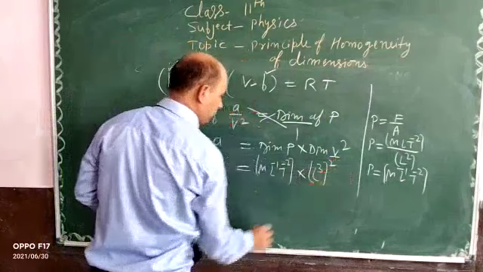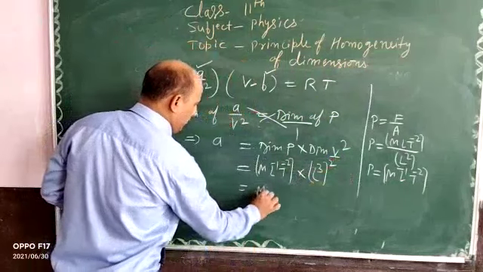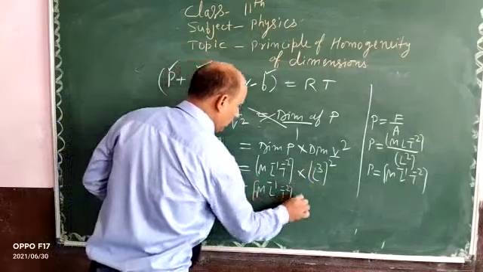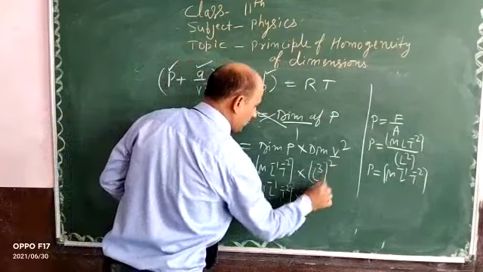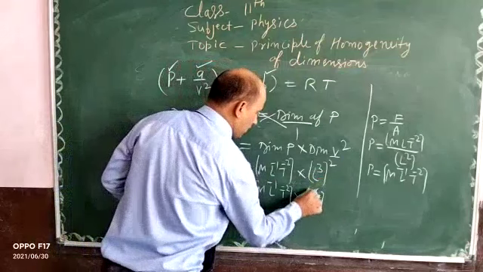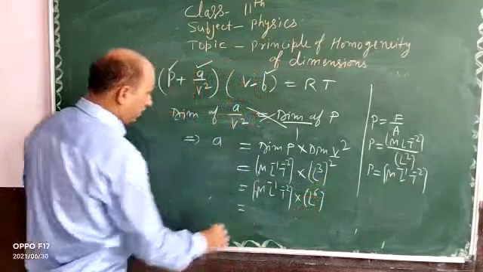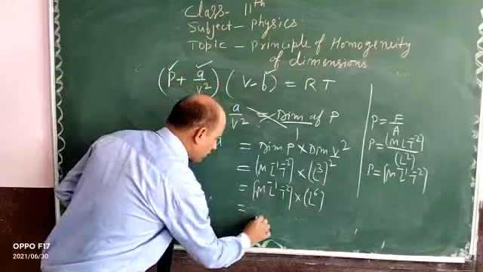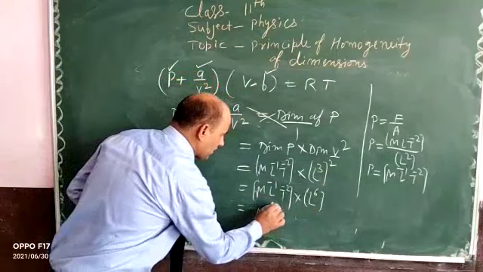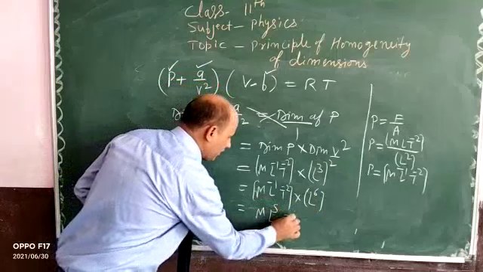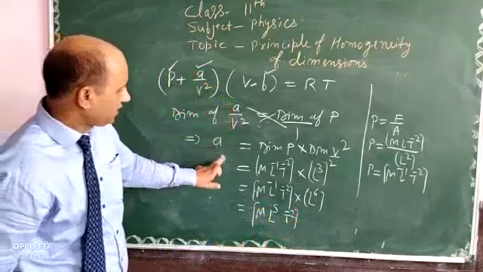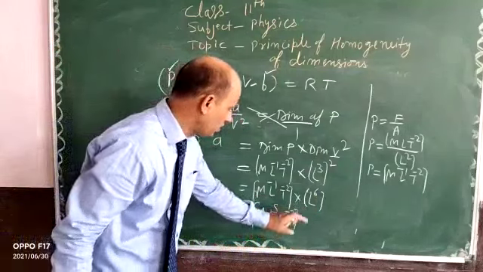L cube square. So ML minus 1 T minus 2 into L power 6. Now the dimension of a becomes: 6 is here, minus 1 is here. So ML to the 5 T minus 2. The dimension of a is ML5 T minus 2.